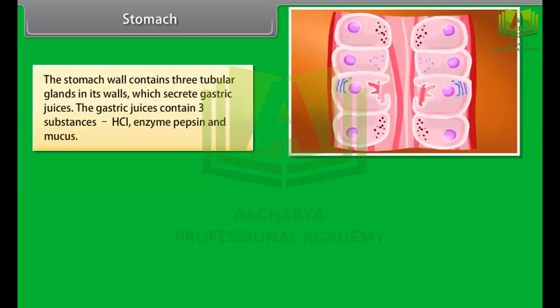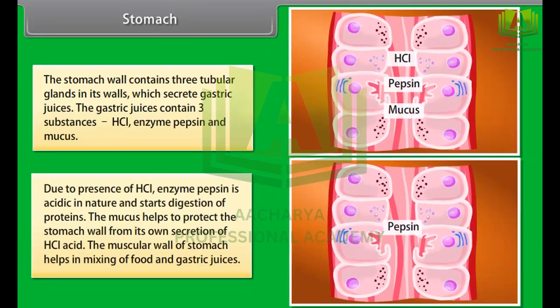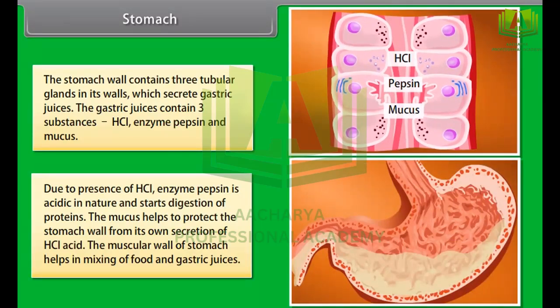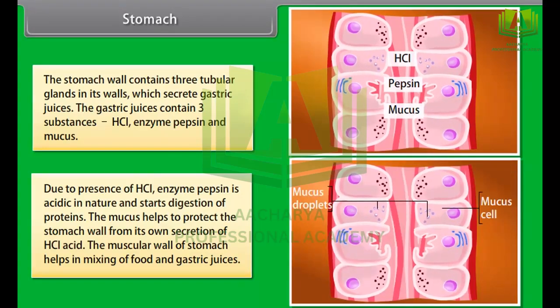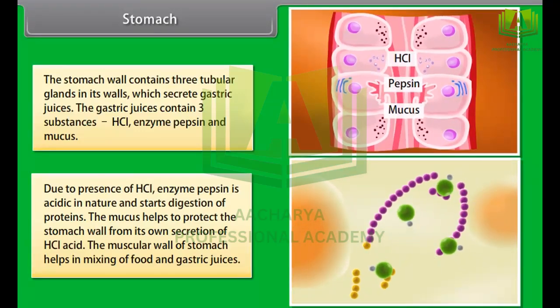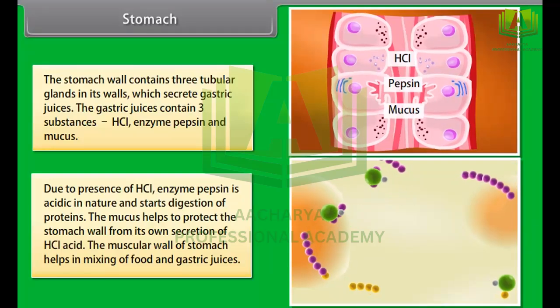The stomach wall contains 3 tubular glands in its walls which secrete gastric juices. The gastric juices contain 3 substances, HCl, enzyme pepsin, and mucus. Due to presence of HCl, enzyme pepsin is acidic in nature and starts digestion of proteins. The mucus helps to protect the stomach wall from its own secretion of HCl acid. The muscular wall of stomach helps in mixing of food and gastric juices.